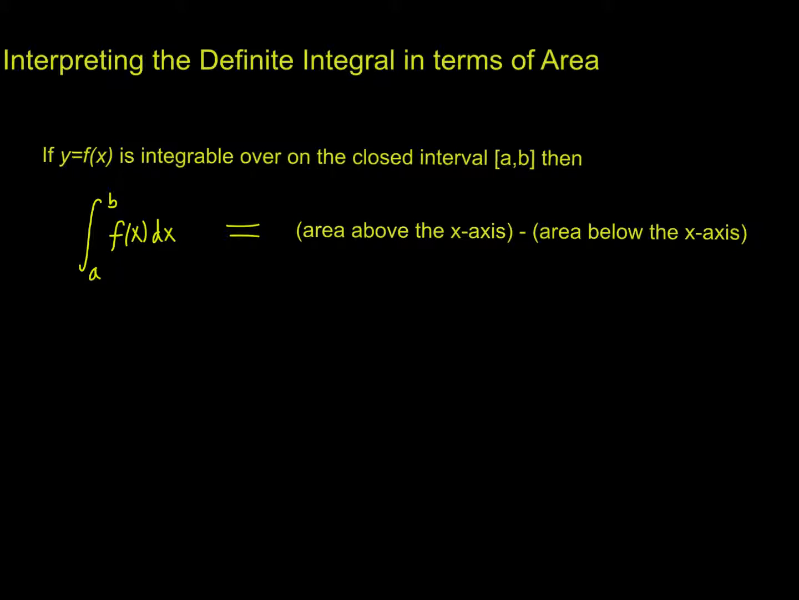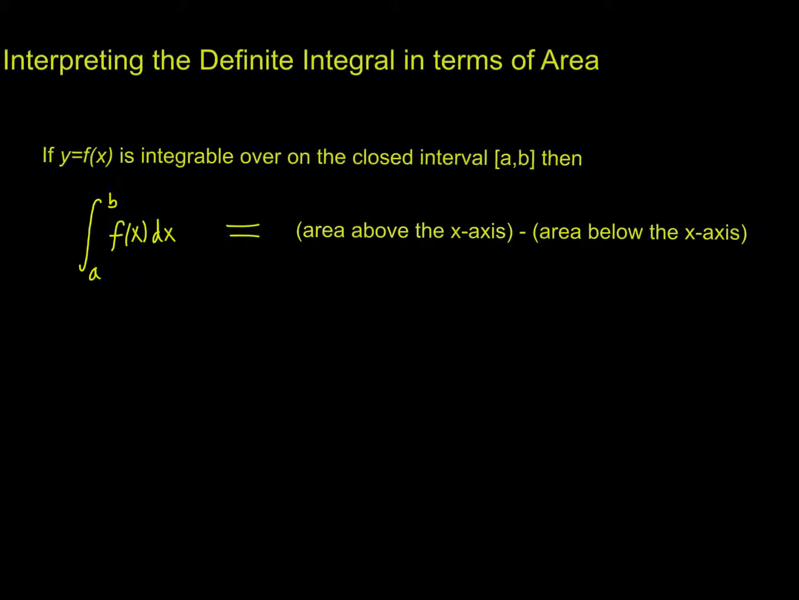So this leads us to an interpretation for how to evaluate the integral from a to b of f of x dx. The way that we do it is we calculate the area between the curve and the x-axis that is above the x-axis, and we subtract from that the area between the curve and the x-axis that lies below the x-axis.